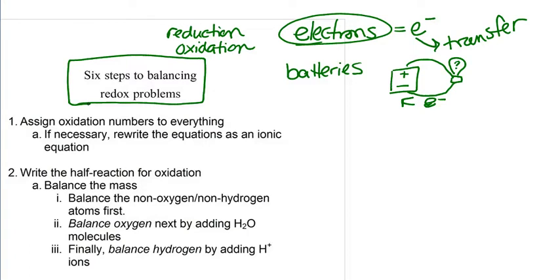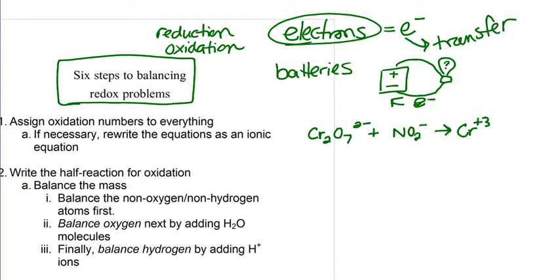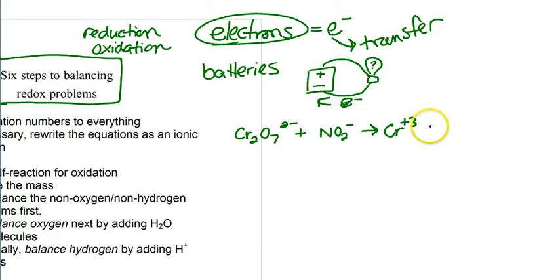Let's give you a specific example of a redox reaction. Let's have Cr2O7 2-, the dichromate ion, reacting with NO2 minus to form chromium ion, Cr 3+, and NO3 minus, nitrate. So we have nitrite forming nitrate and so on.